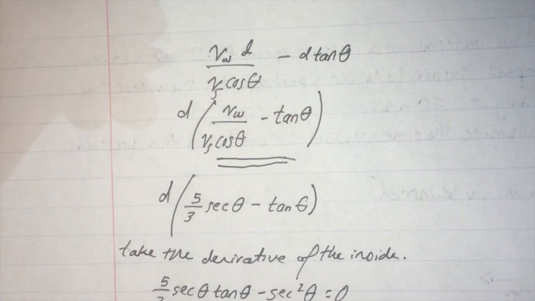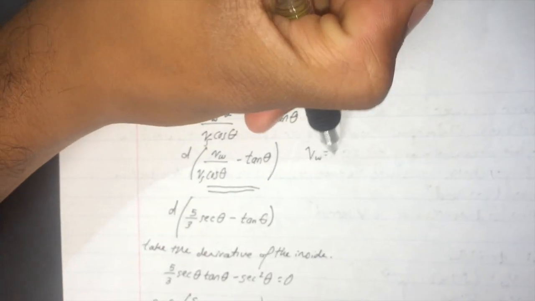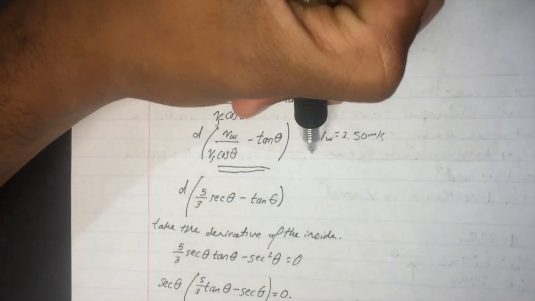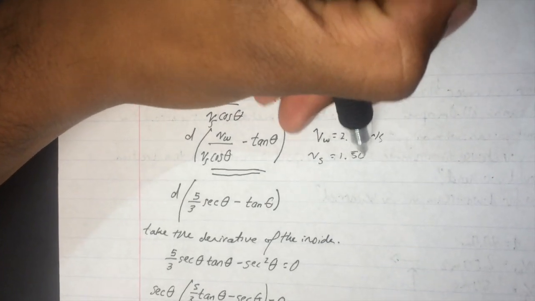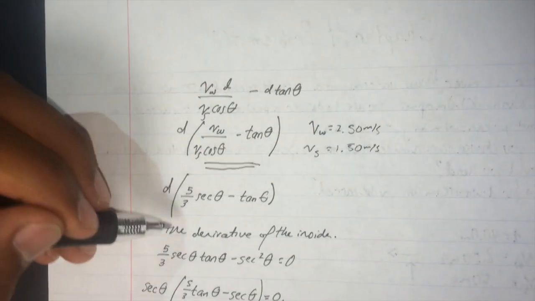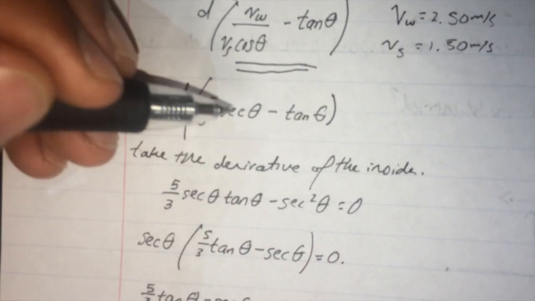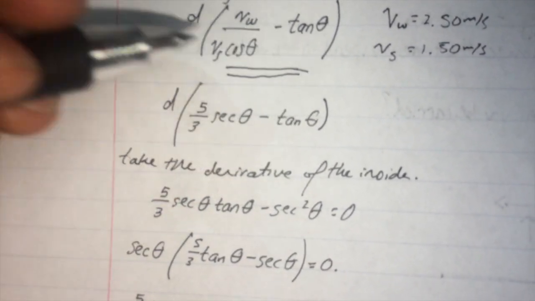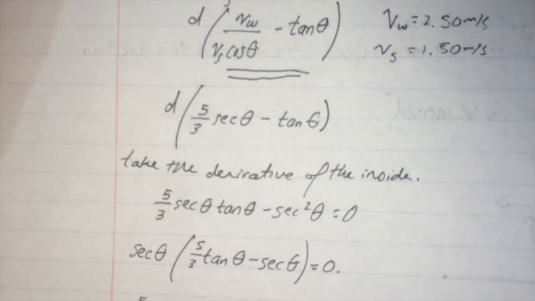Well, let's plug in some values that we already know. We know that Vw is 2.50 meters per second, and Vs is 1.50 meters per second. So we can make that 5/3. I'm going to make the secant theta, which is just 1 over cosine theta, minus tangent theta, times d. So there's two ways we could do this.